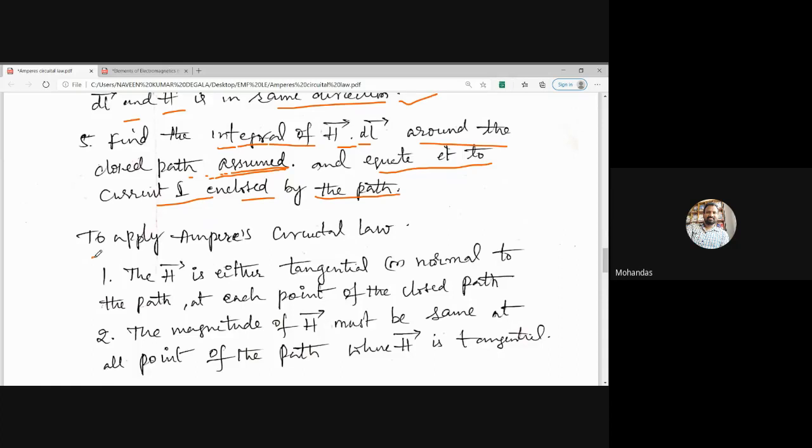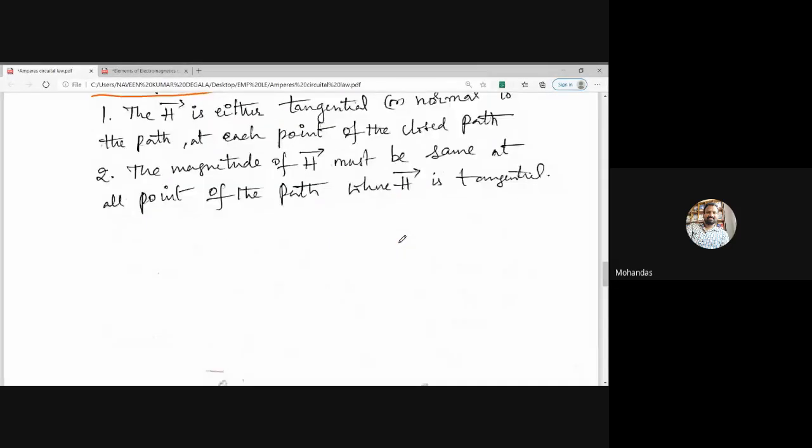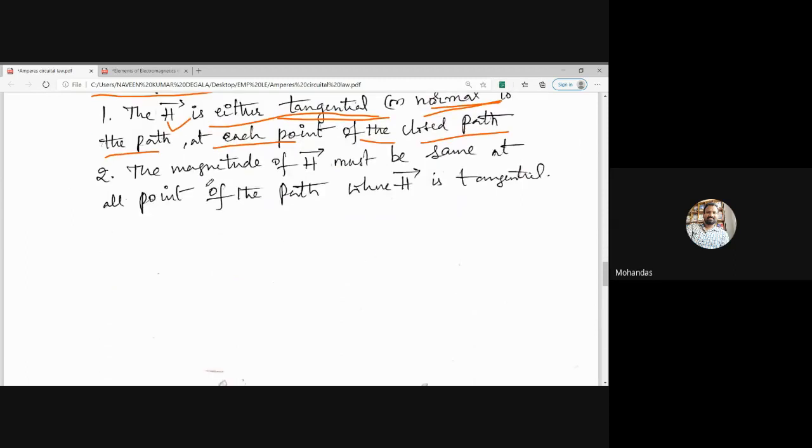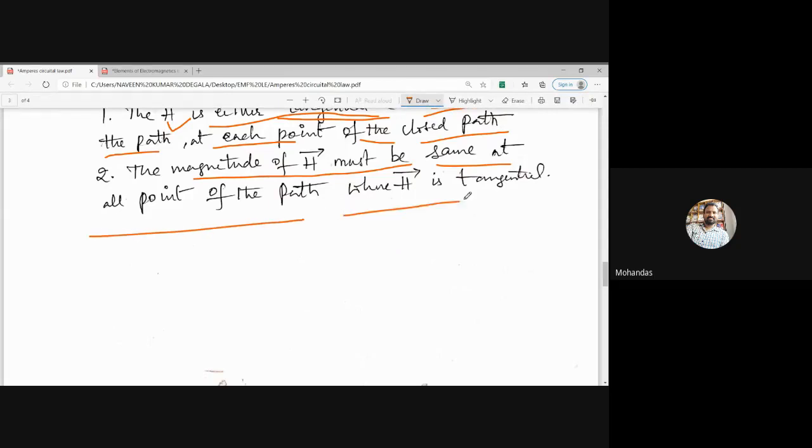Okay. Now, to apply Ampere's circuital law, two conditions must be satisfied. The first condition is that H should be either tangential or normal. Normal means perpendicular to the path. At each point of the closed path, it should be either tangential or normal only. And the magnitude of H must be the same at all points of the path where H is tangential.